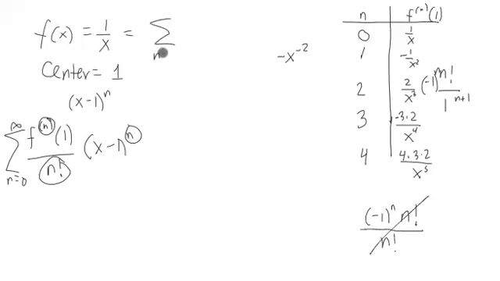So this is the sum from n equals 0 to infinity of negative 1 to the nth power times x minus 1 to the n.